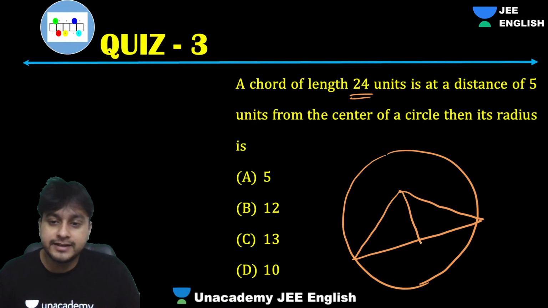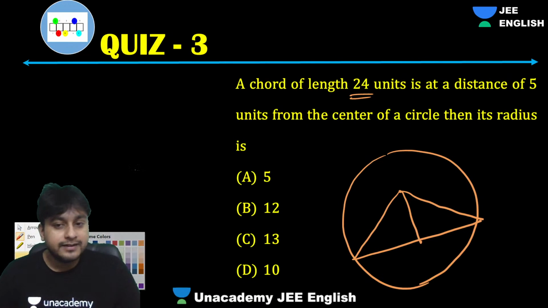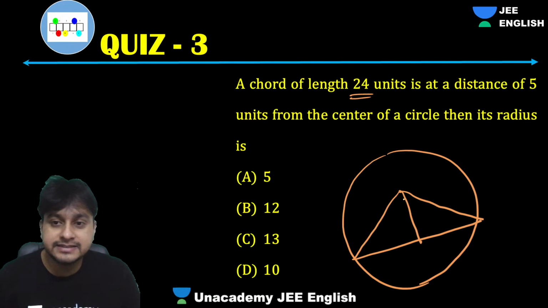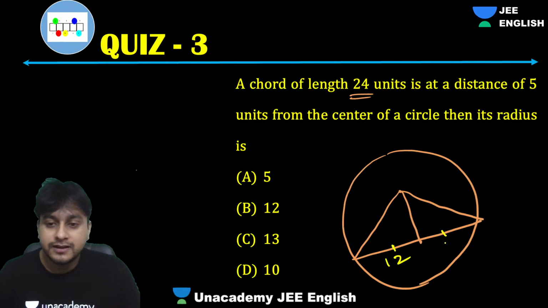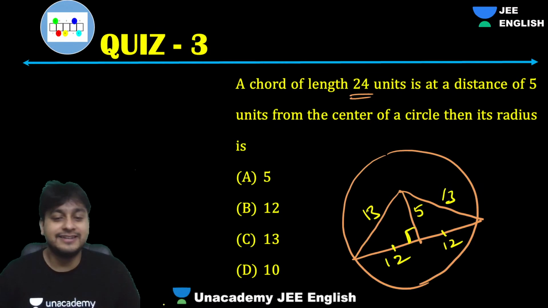How many of you have studied that 10th grade formula? Perpendicular from the center bisects the chord, isn't it? This and this will be the same. This will be 12, and this also will be 12. The distance is 5. Can I say, guys, using Pythagoras theorem, everyone can do it. This will be 13, isn't it?